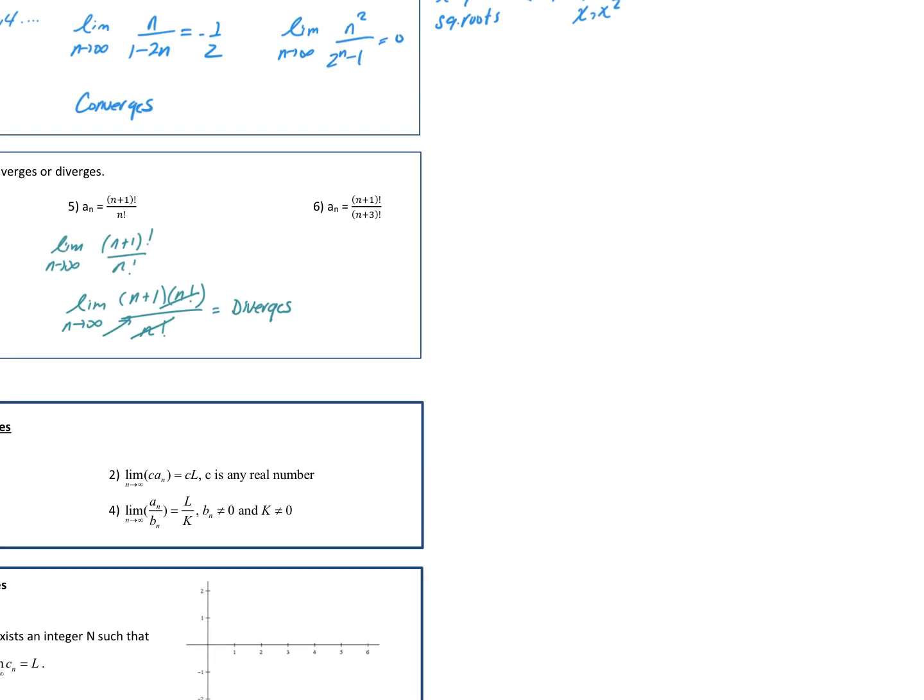And then for number 6, we've got the limit as n goes to infinity of n plus 1 factorial over, again, you want to bring down the larger one, so n plus 3, come down by 1, n plus 2, come down by 1, n plus 1 factorial. We will stop there. So this would cancel. Now when you plug in, you're going to get 0, so this converges.